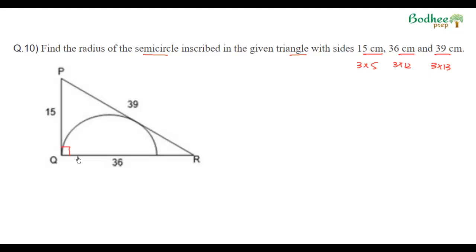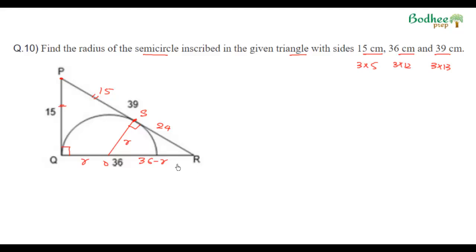Now to get the radius, let us assume that this is the point of contact of the tangent on PR and say this is the center O. So this is the radius R, right? So this length OR will be 36 minus R. Now this length PQ is the tangent. So from P we are drawing two tangents, PQ and P to say this point S. So both these lengths will be equal. So this is also equal to 15, right? And this angle is 90 degree. So RS would be 39 minus 15, which comes out to be 24.